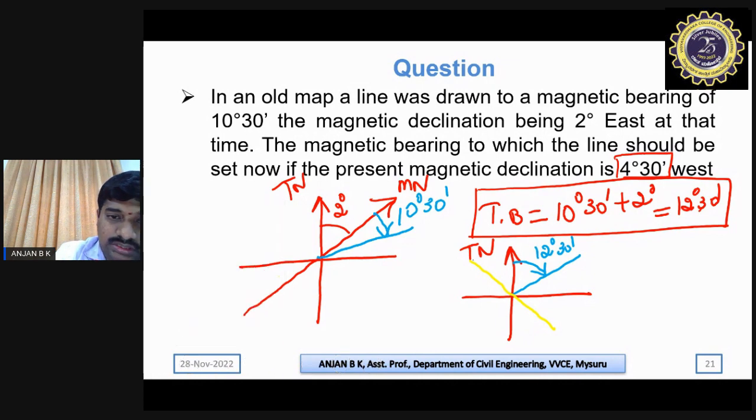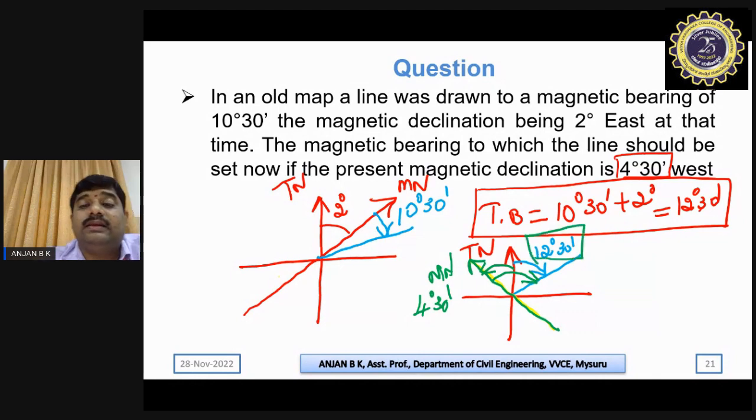So just change the color. So this is our magnetic north. Because it is towards the west by an amount of 4 degree 30 minutes, the magnetic bearing will now be from the magnetic north to this line. So you have to calculate that, which is 4 degree 30 minutes. You have to add 4 degree 30 minutes to this particular true bearing, which is 12 degree 30 minutes. So you'll get the answer for the magnetic bearing for the present time.